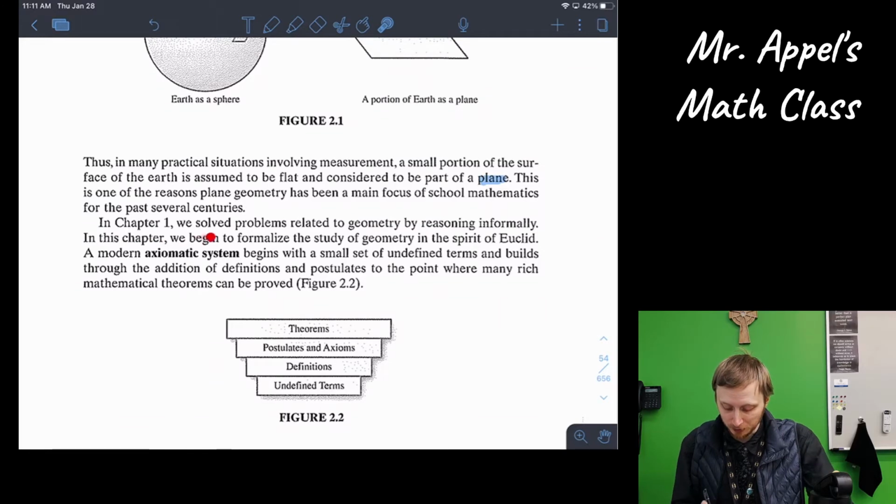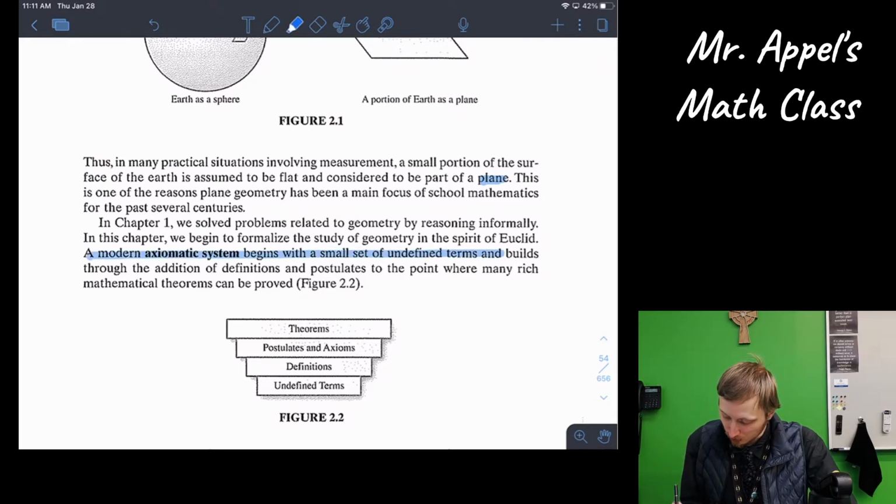In Chapter 1, we solved problems related to geometry by reasoning informally. In this chapter, we begin to formalize the study of geometry in the spirit of Euclid. A modern axiomatic system begins with a small set of undefined terms and builds through the addition of definitions and postulates to the point where many rich mathematical theorems can be proved.